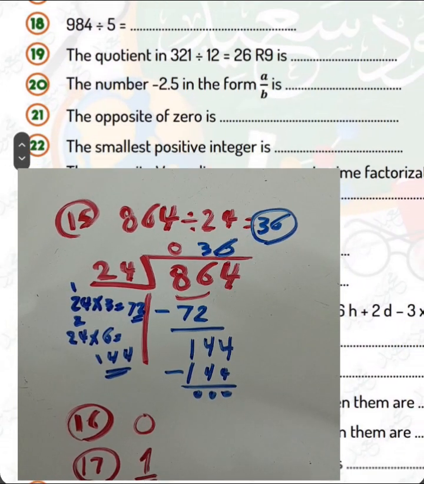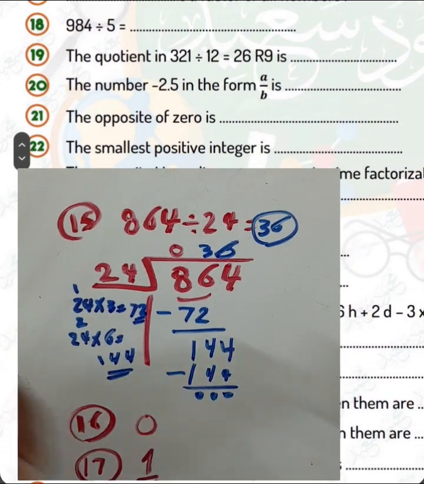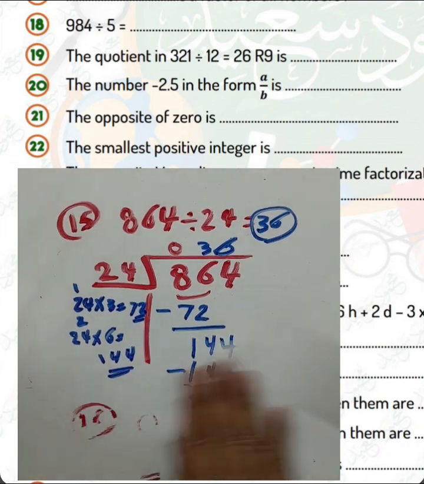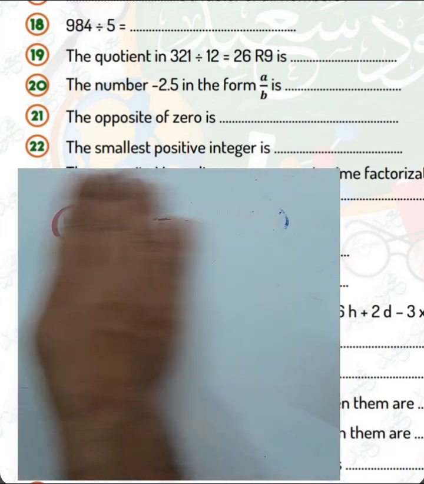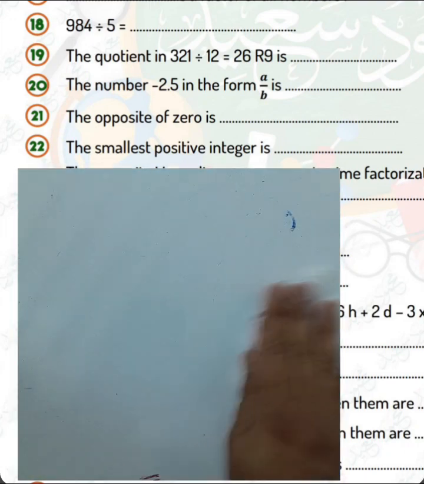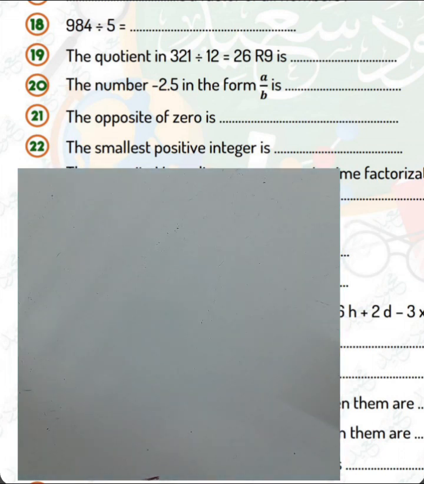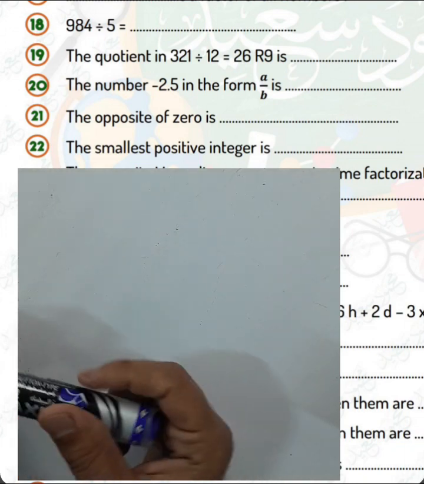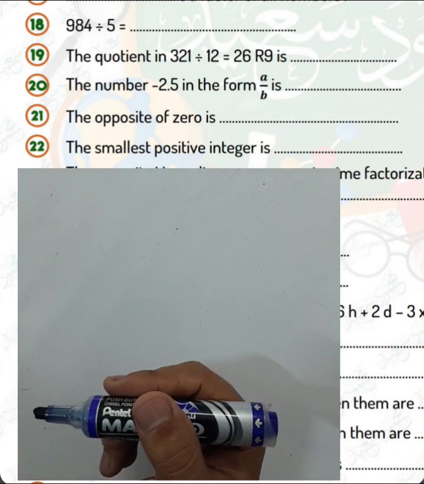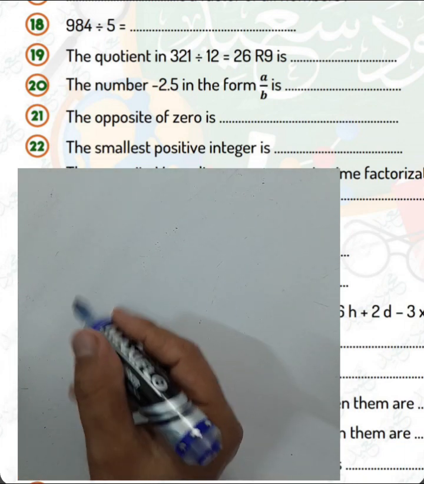Question 18. 984 divided by 5. We will have a remainder here, because any number can be divided by 5 if the ones digit of the number equals 0 or 5. But in this example, we will have a remainder. Okay, we can write here 9.